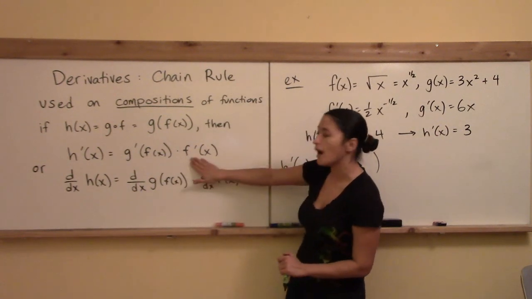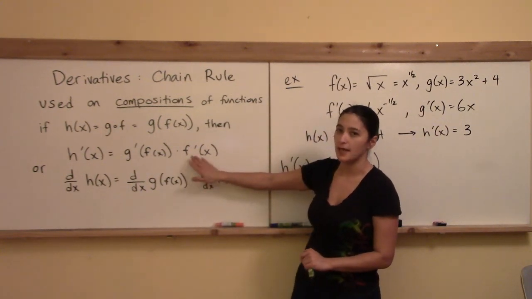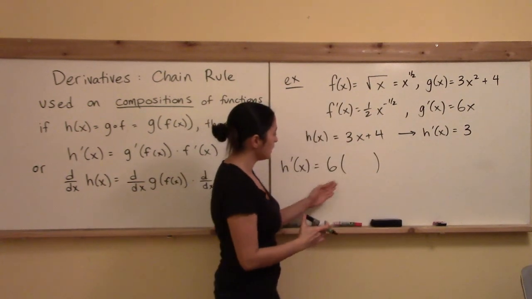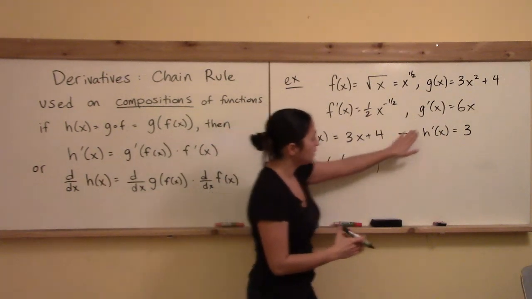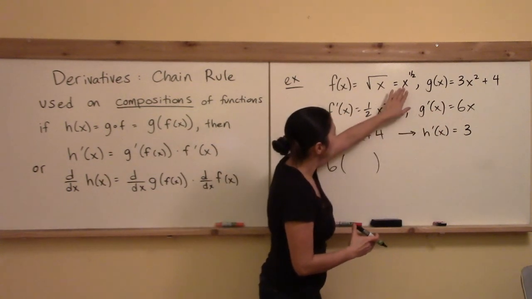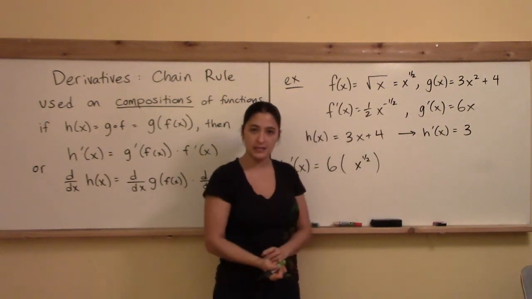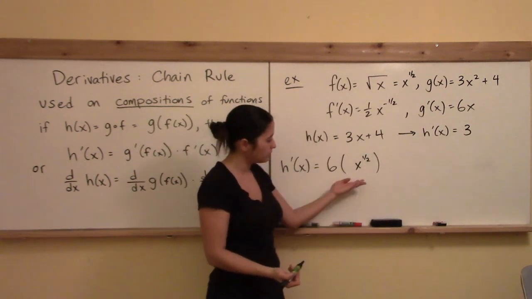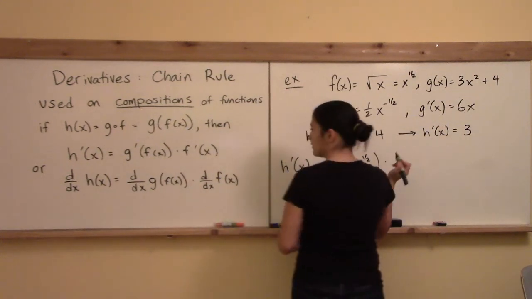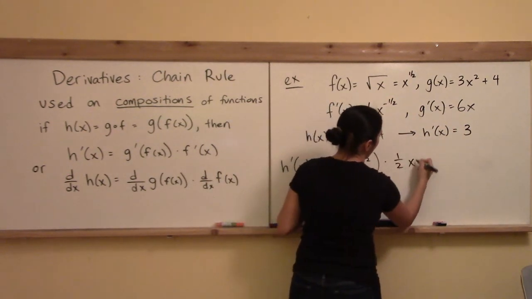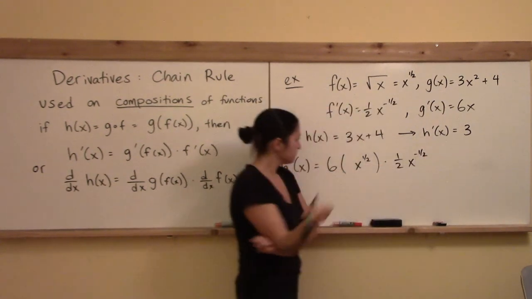I'm going to multiply by the term f prime of x at the end, okay? So be careful of that common mistake. And as we said, g prime, but instead of the letter x, we're going to throw in f of x. So we're going to put the statement of f of x into the derivative, g prime of f of x here. And then we're going to multiply that by f prime of x, which we've copied down right here as 1/2 x to the negative 1/2.